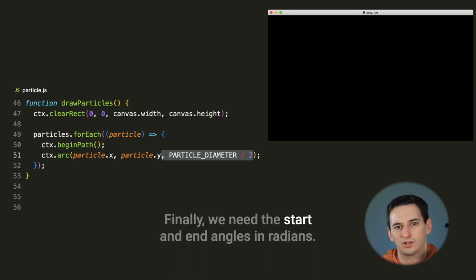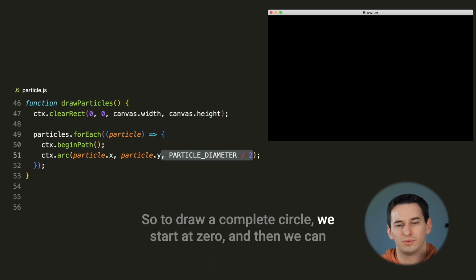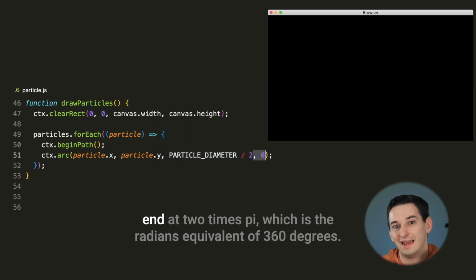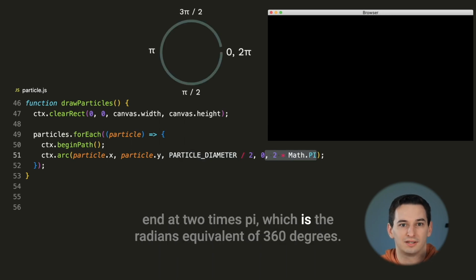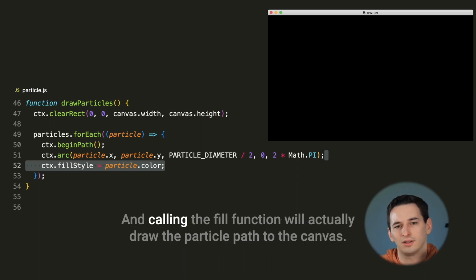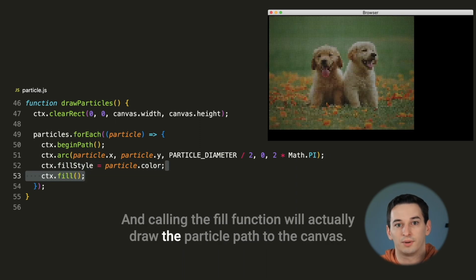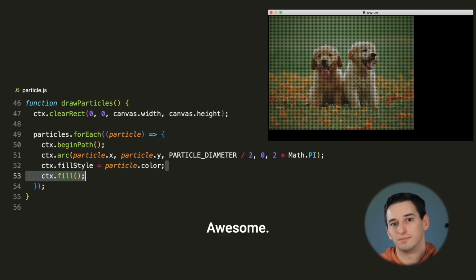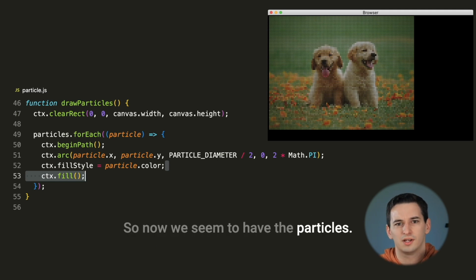Finally, we need the start and end angles in radians. So to draw a complete circle, we start at 0, and then we can end at 2 times pi, which is the radians equivalent of 360 degrees. Then we want to set the fill style to our particle color, and calling the fill function will actually draw the particle path to the canvas. Awesome, so now we seem to have the particles, so let's move on to handling the mouse movement.